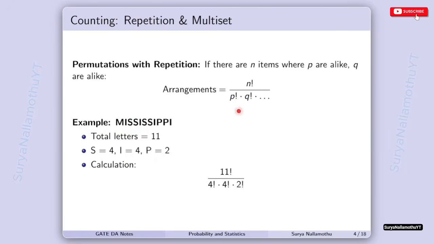After the calculation, the number of arrangements is equal to N factorial divided by P factorial into Q factorial. N factorial is the total number of letters in the word. In the word we have a total of 11 letters, so it is 11 factorial. The repeated letters S, I and P have counts 4, 4, 2, so the denominator is 4 factorial, 4 factorial, into 2 factorial. This way we calculate permutations with repetition.